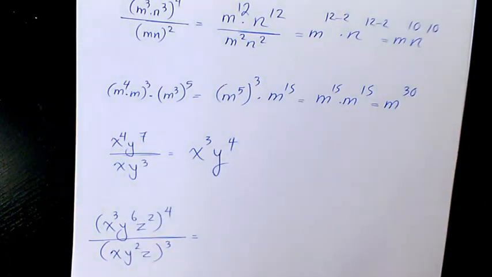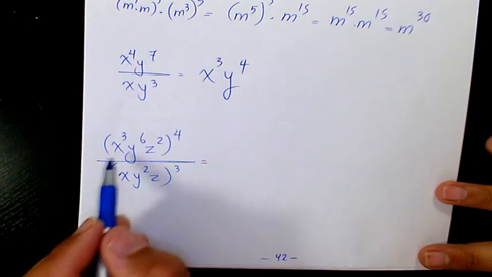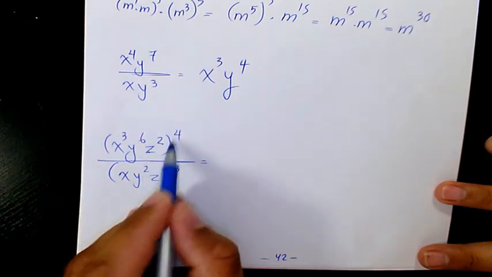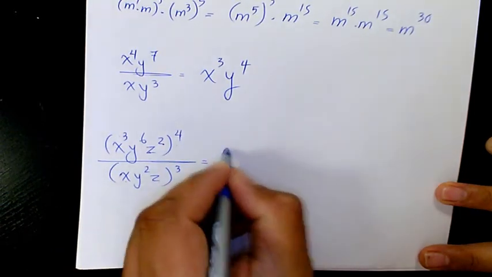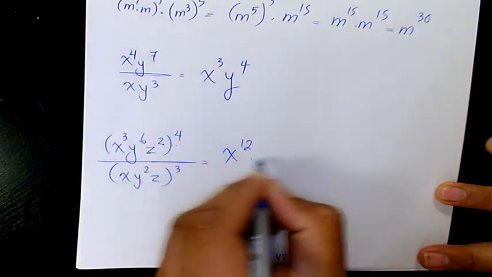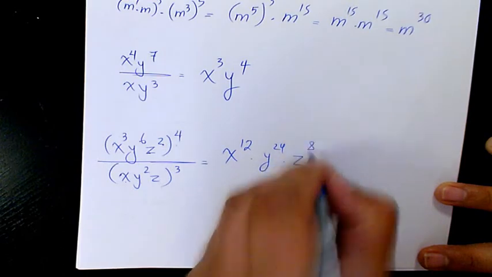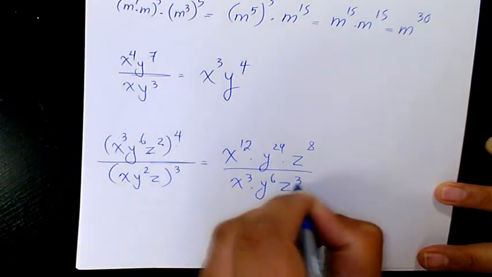So x cubed, y to the power of 4. Next one is x cubed y to the power of 6 times z to the power of 2, all to the power of 4. Here you have x, y squared z to the power of 3. So it's going to be x to the power of 3 times 4, 12. Y 6 to the power of 4, 24. Z to the power of 2 to the power of 4, 8. X to the power of 3, y to the power of 6, z to the power of 3.